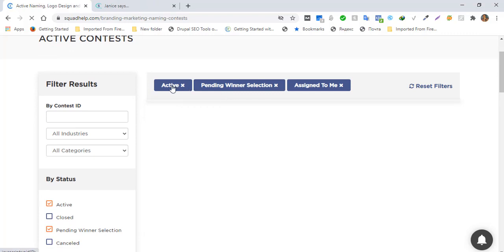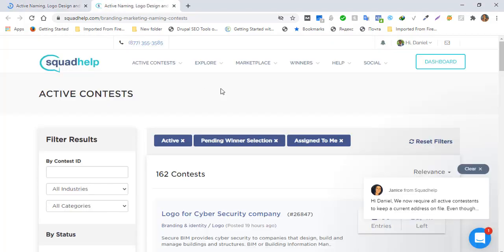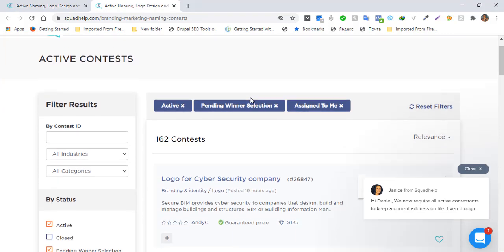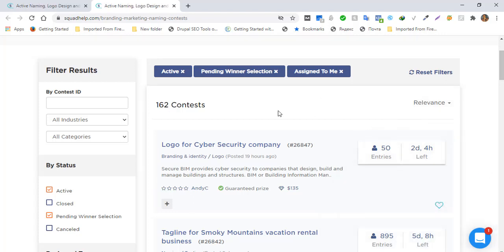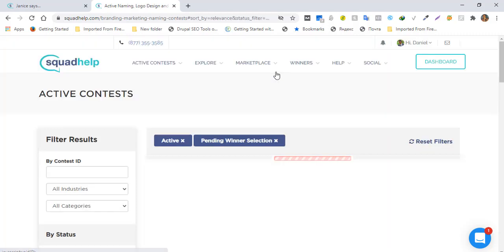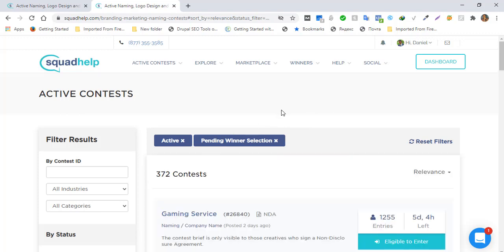Now, a contest could be active, but if it is not assigned to you, you will not be able to do it. So here they are. We have all contests. Now, if you want to remove any particular contest that is no longer necessary, take for instance the one that has pending winner selection, you can't do that one anymore, because the competition has ended, they just want to select the winner. So you just close it here, and everything will now refresh.